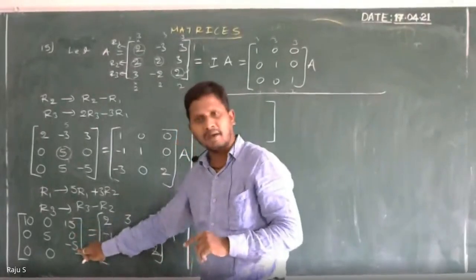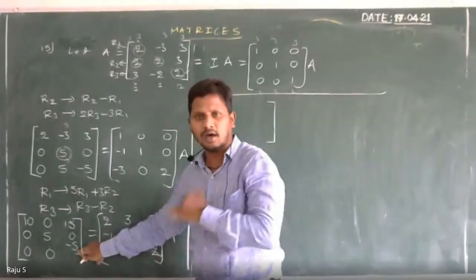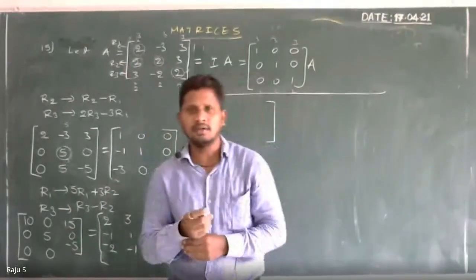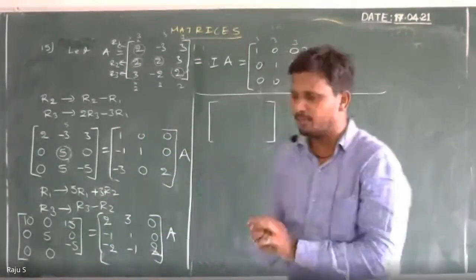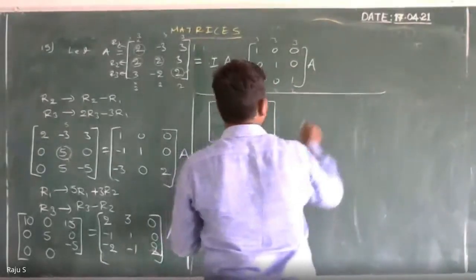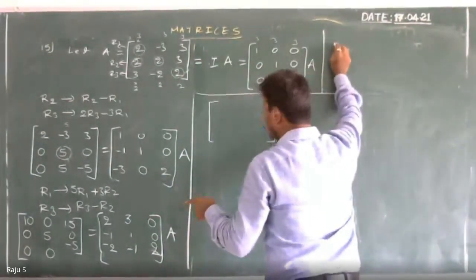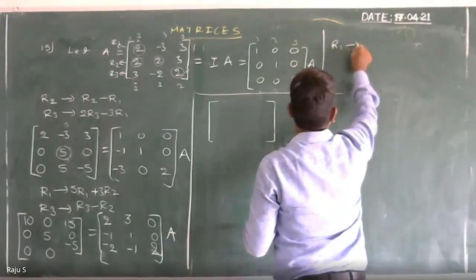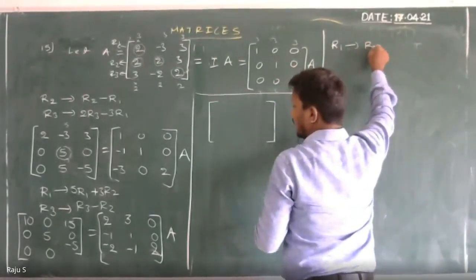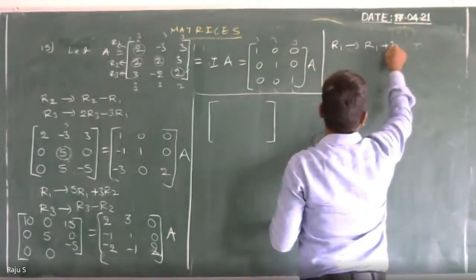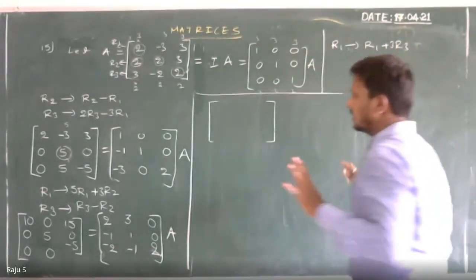For that, already minus 5. Use R3 and you can make the corresponding elements in R1 and R2 zero. What is the operation we can apply here? I'm writing the operations here. So simple, only one operation: R1 tends to R1 plus 3R3. Is it clear?